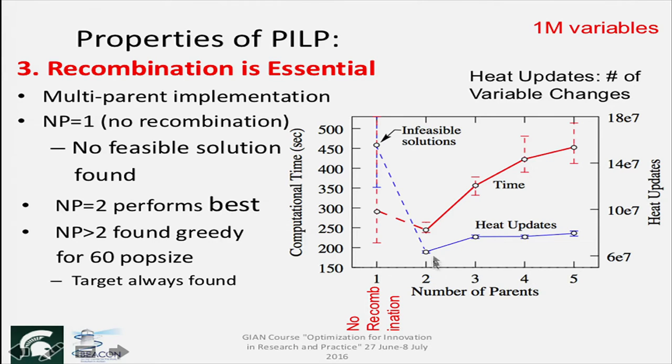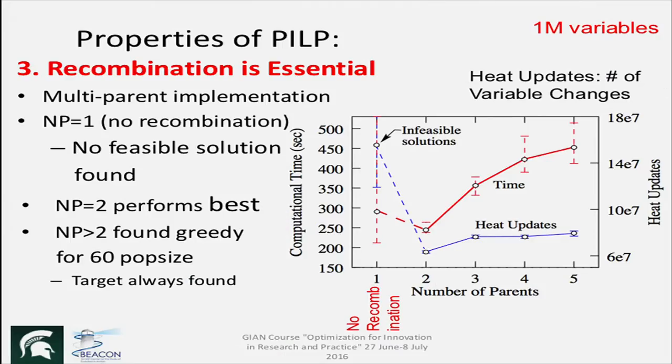So with 60 population size, 2 is optimal, because you see you get the minimum computational time, you get the result, and this side has the minimum number of heat updates, which is very similar to function evaluations. Others also work, but take more and more evaluations, because you are losing the diversity with 60 members, and then the algorithm has to wait more generations before it finds the optima, and the variations are also more, as you see.